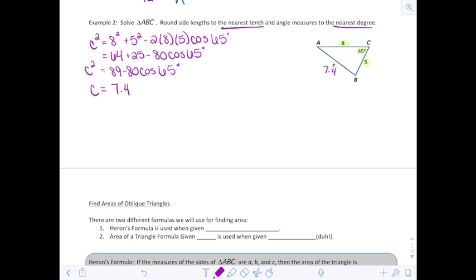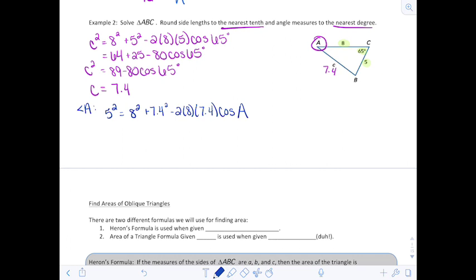Now what we can do is go on and find the other angles. So now let's find angle A. If we're after angle A, we could say 5 squared is equal to 8 squared plus 7.4 squared minus 2 times 8 times 7.4 times the cosine of angle A.